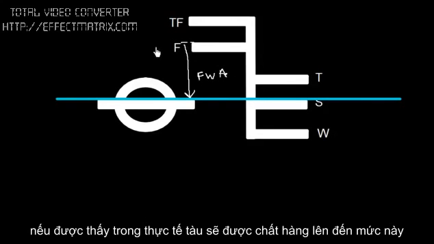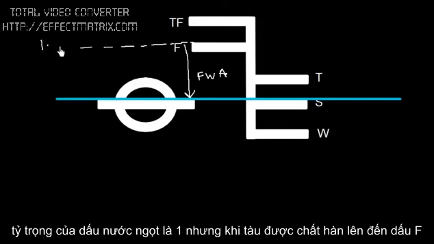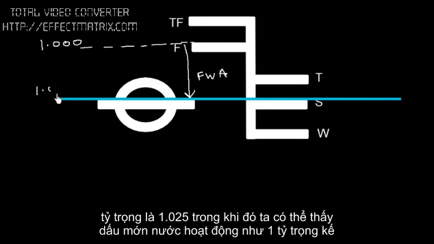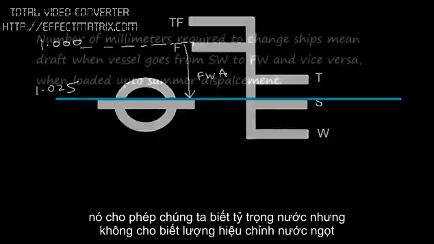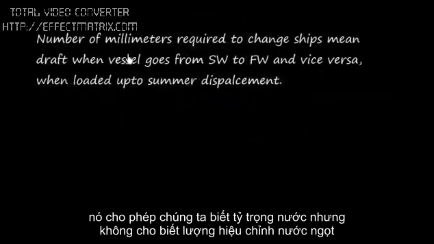If we see carefully, when the vessel was loaded up to this fresh water mark, the density was 1. However, when the vessel is loaded up to the S mark, the density is 1.025. We can say the vessel behaves like a hydrometer. It can tell the density of the water. Now let us define fresh water allowance.